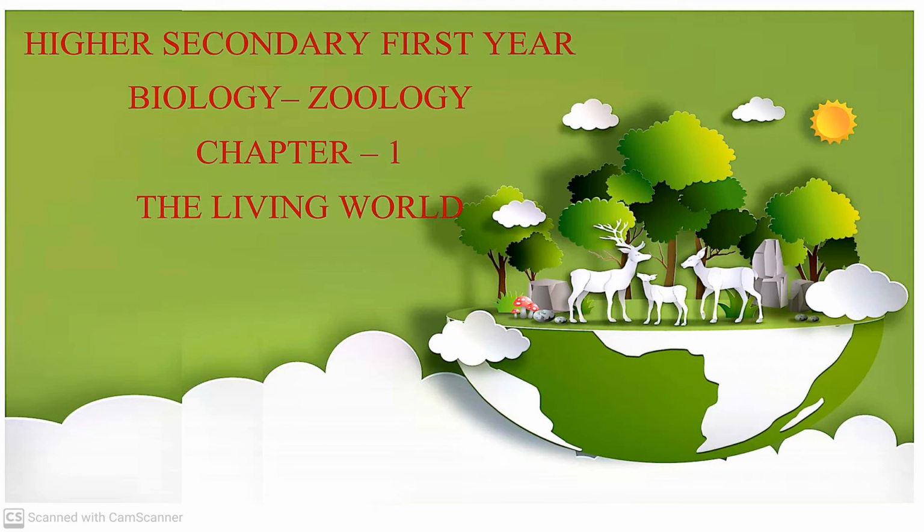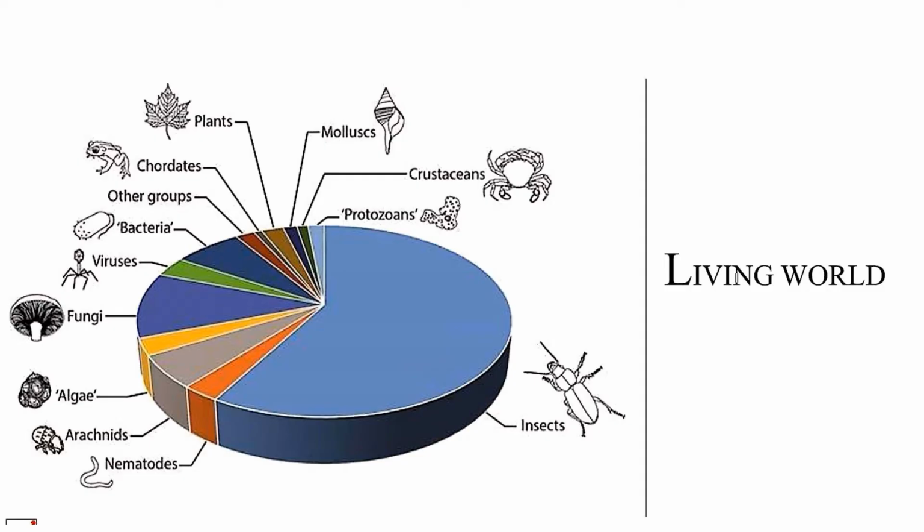Welcome to Zoology Chapter 1, The Living World. This is a pie diagram showing the various types of organisms that are living in the world. Insects are enormous, and protozoans, crustaceans, mollusks, plants, chordates, all these are living along with us in this world.